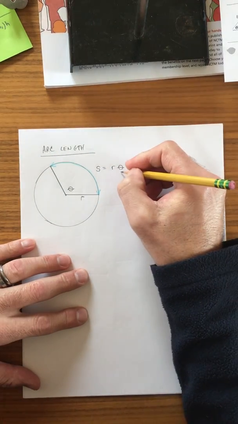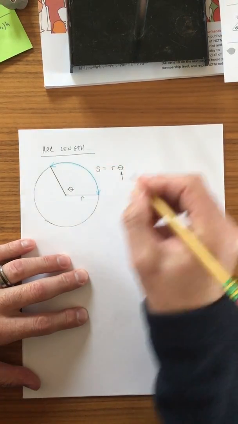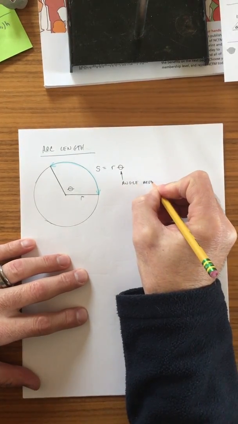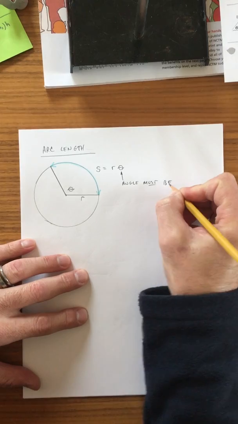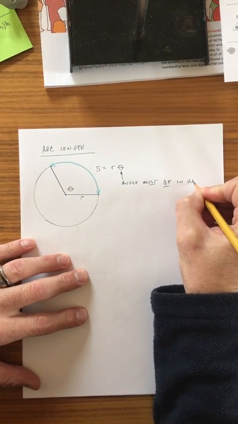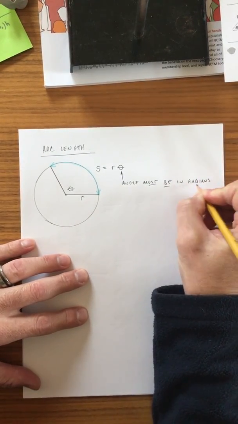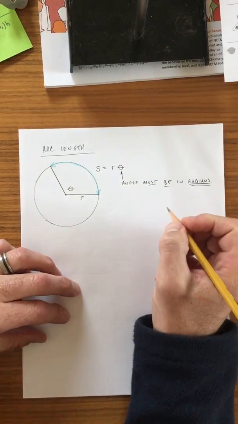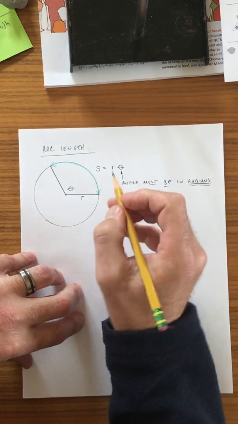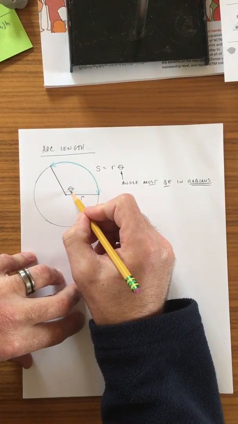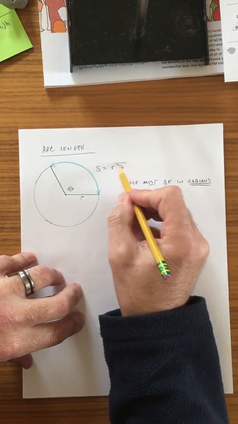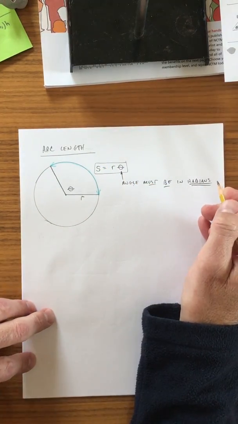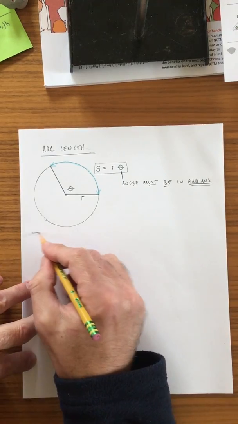There's only one trick, that the angle must be in radians. Degrees not allowed. It does not work if it's degrees. So if the angle is in degrees, you got to convert it to radians, because this only works if the angle is in radians. All right, let's do an example here.